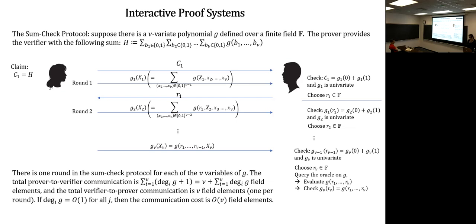And so it's probably important to say something about the communication complexity of this protocol. There is one round in the sum-check protocol for each of the nu variables of the polynomial g. And so basically what we can say is that the total prover to verifier communication is nu plus the sum over the degree of g in the i-th variable. And the total verifier to prover communication is nu field elements, basically the randomly chosen values which are sent from the verifier to the prover.